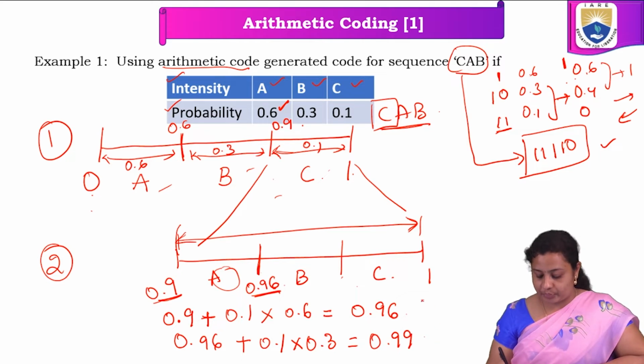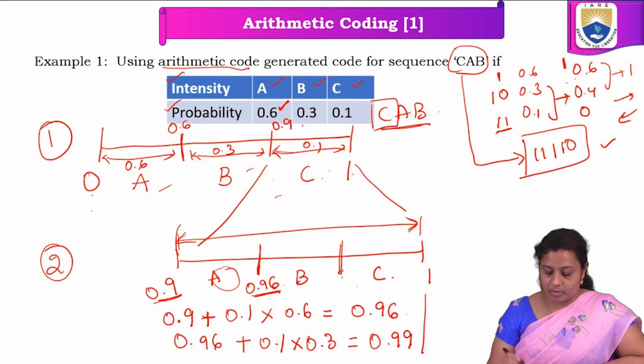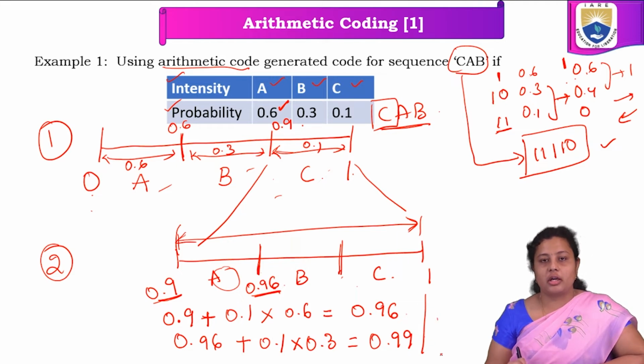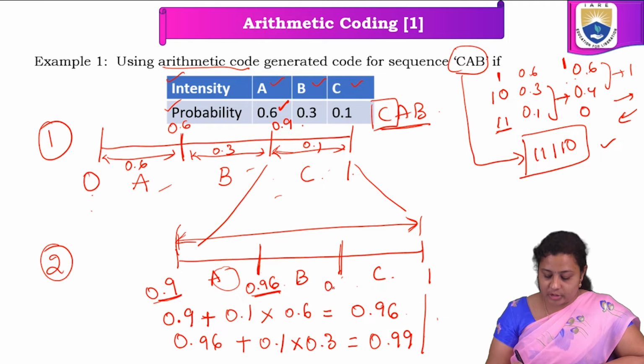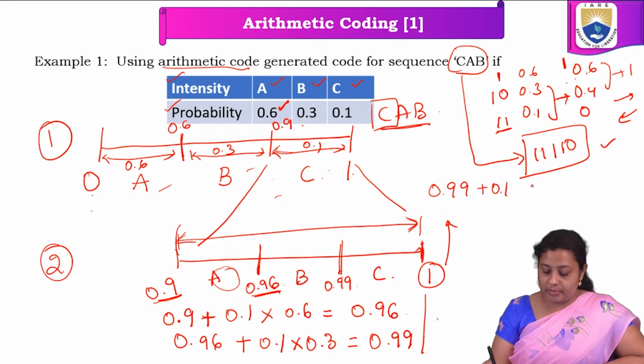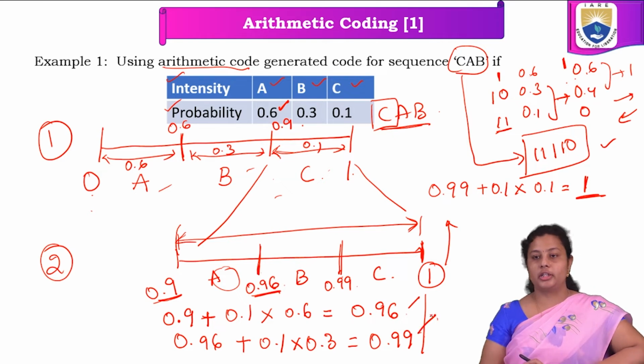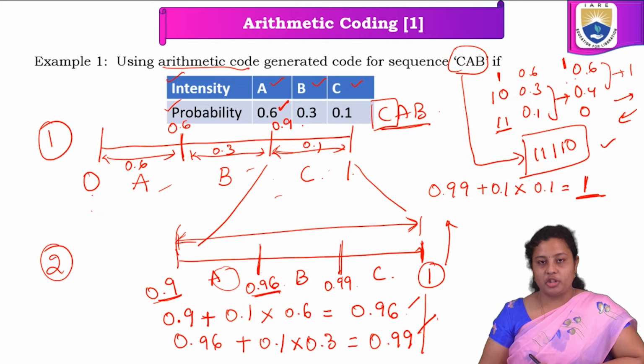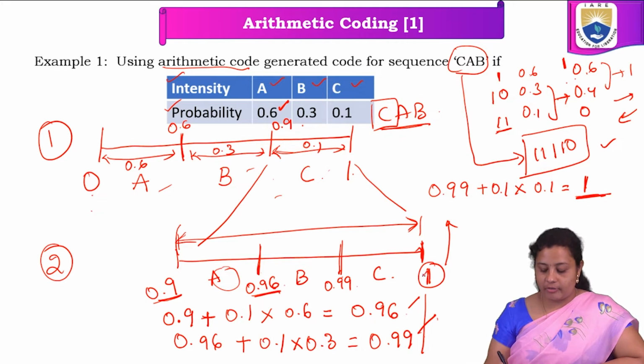Now, to verify whether our calculations are correct, how do we do it? I calculate 0.99 plus 0.1 into 0.1, which is equal to 1. This shows that my calculations of 0.96 and 0.99 are very much correct.